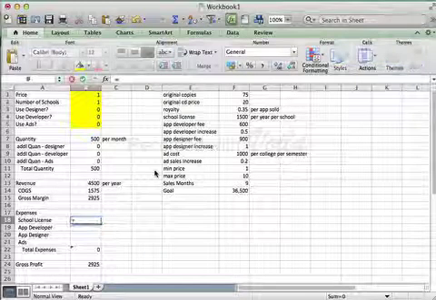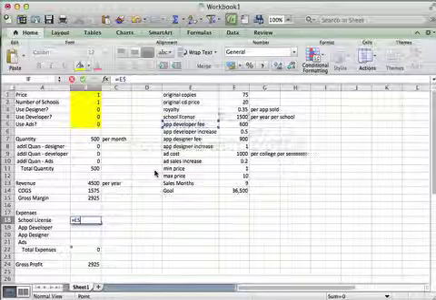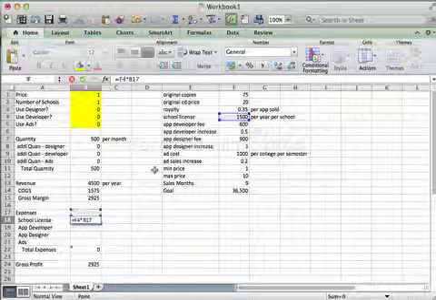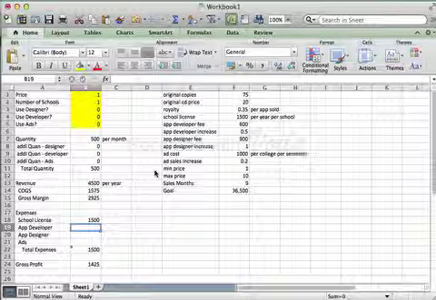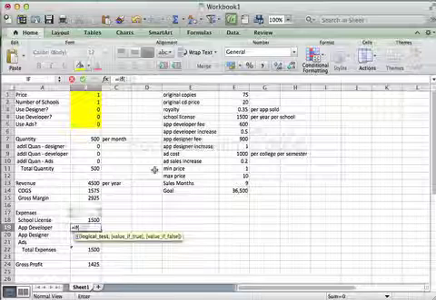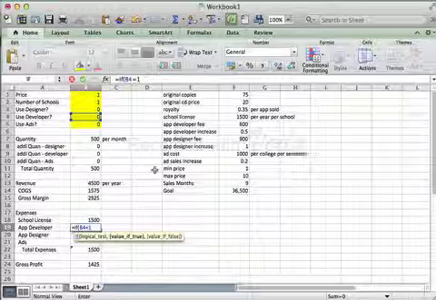Okay, now the school license is kind of a fixed thing. It's $1,500 per year per school, so $1,500 times the number of schools. The app developer cost us, well, it's an equation. So if we are using the developer, then it is the app developer fee.